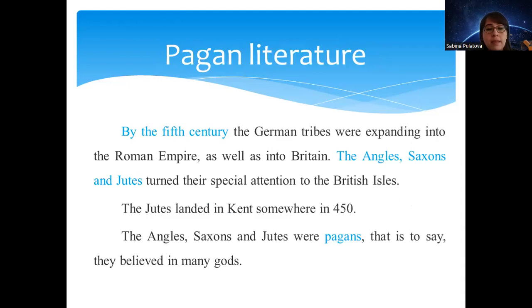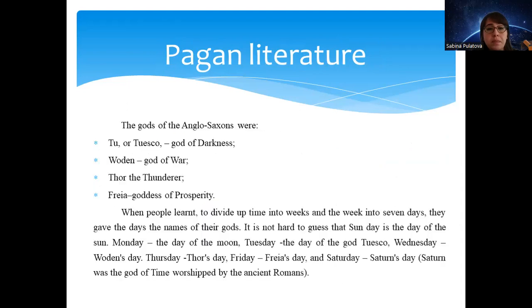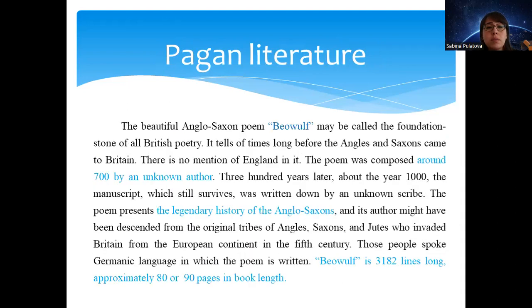The Angles, Saxons, and Jutes were pagans, that is to say, they believed in many gods. The beautiful Anglo-Saxon poem Beowulf may be called the foundation stone of all British poetry. It tells of times long before the Angles and Saxons came to Britain. There is no mention of England in it. The poem was composed around 700 by an unknown author. 300 years later, about the year 1000, the manuscript which still survives was written down by an unknown scribe.